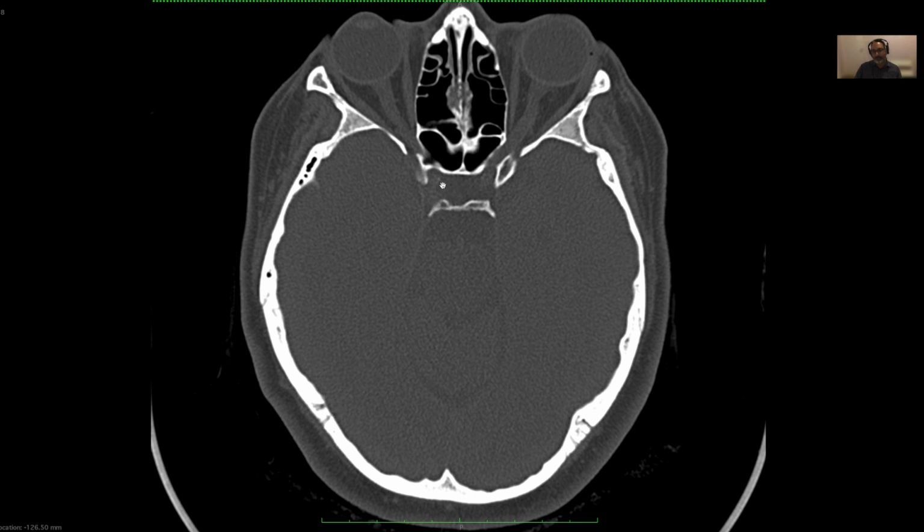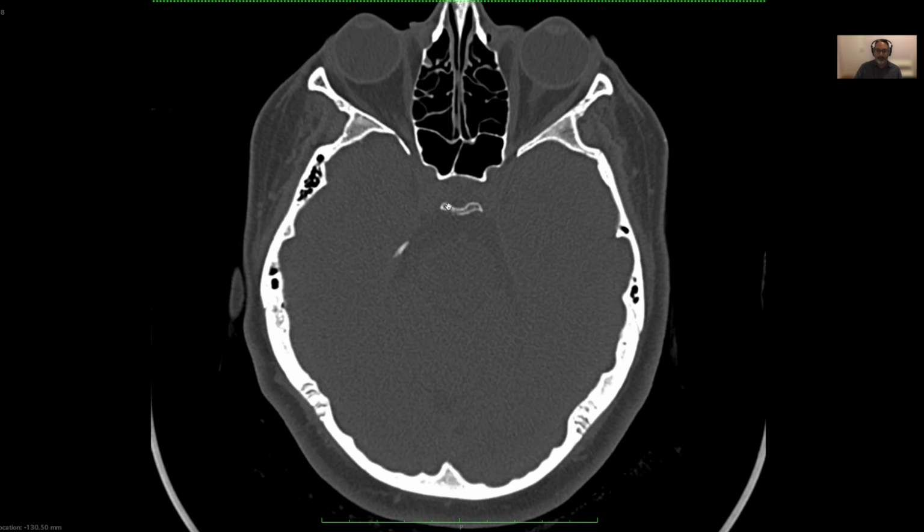And once you see the sella turcica, then that's where the sphenoid bone essentially begins. And this is the dorsum sellae, like the posterior part of the saddle. And that's the sella turcica. And so the sphenoid bone begins here and it goes on to both sides.